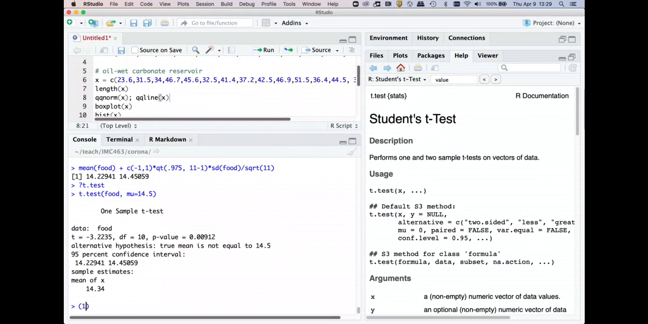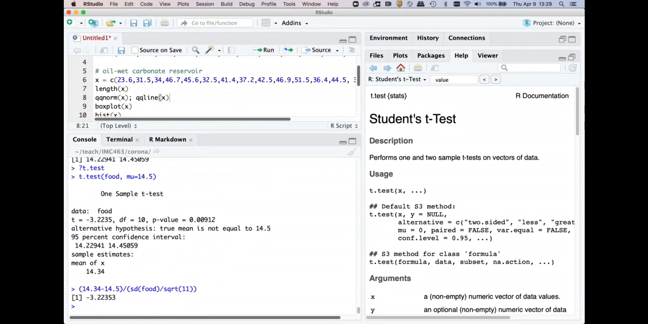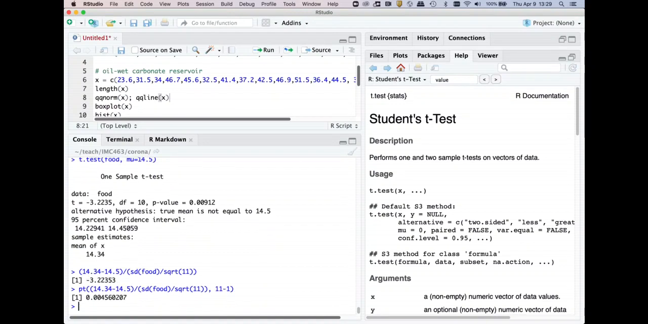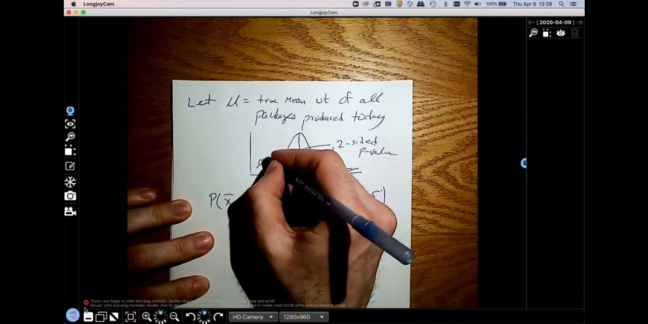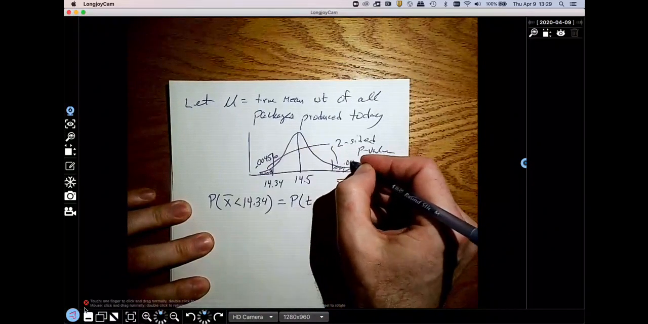So if I say 14.34 minus 14.5, and I'm going to divide that by the standard deviation of food over the square root of 11, notice I get minus 3.22 something or other. Now let's go find the tail probability, and I do that with pt. So pt, and I have 11 minus 1 degrees of freedom. So the tail probability is 0.00456. I'm going to go write that in.